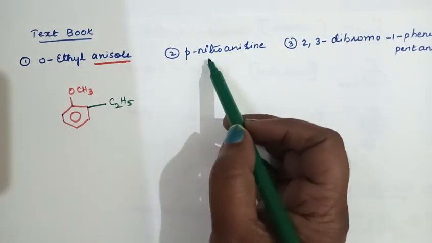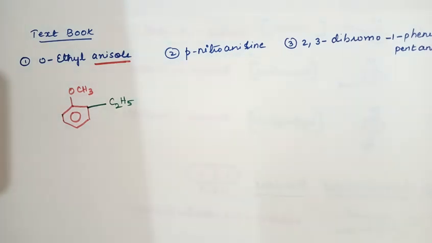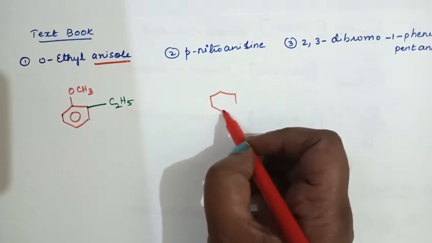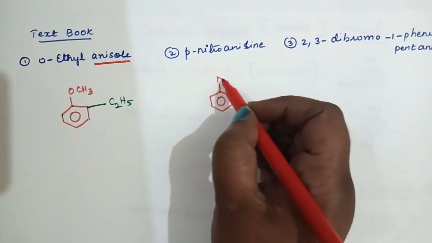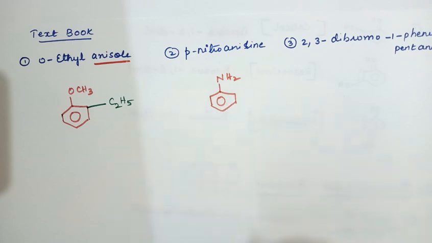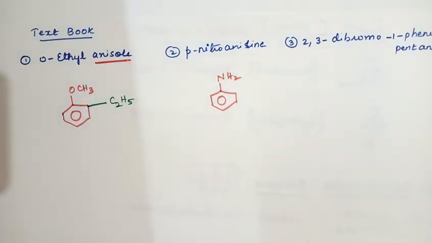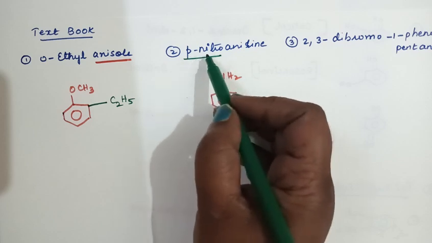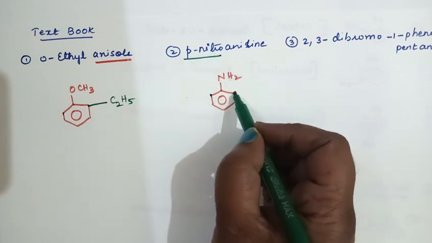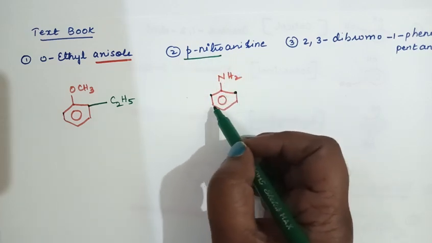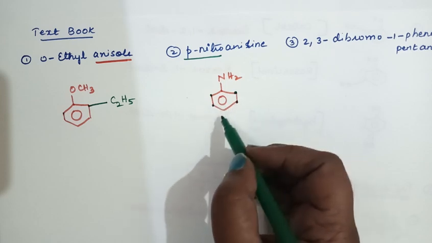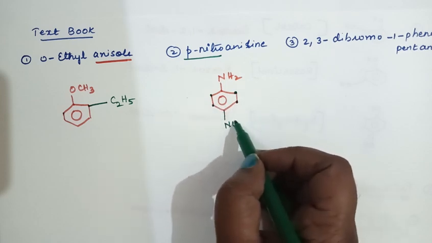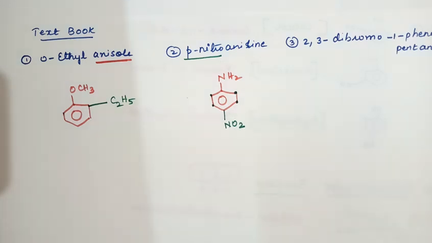Next is para-nitroaniline. Now we will write the structure for aniline. Aniline is this, NH2 attached to a benzene ring. At the para position what is present? At the para position a nitro group is present. So these two are ortho positions, these two are meta positions, and this is the para position. So at the para position we have the nitro group. So this is the structure.